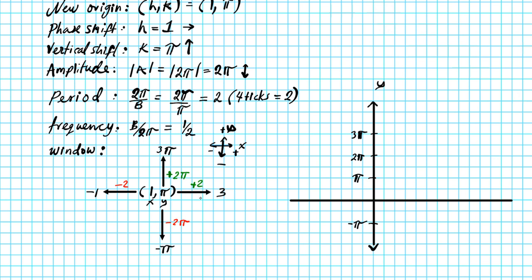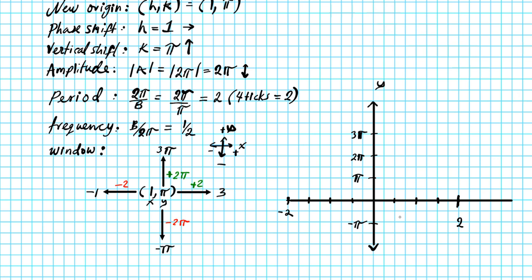Now let's graph our x-axis. For our x-axis, 4 ticks is equal to 2, so we have to use that. So we're going to go 1, 2, 3, 4. That's 2. And then going in the other direction, 1, 2, 3, 4. That's negative 2. We need to graph negative 1 and 3. Since 4 tick marks is equal to 2, then 2 tick marks is going to be 1 unit.